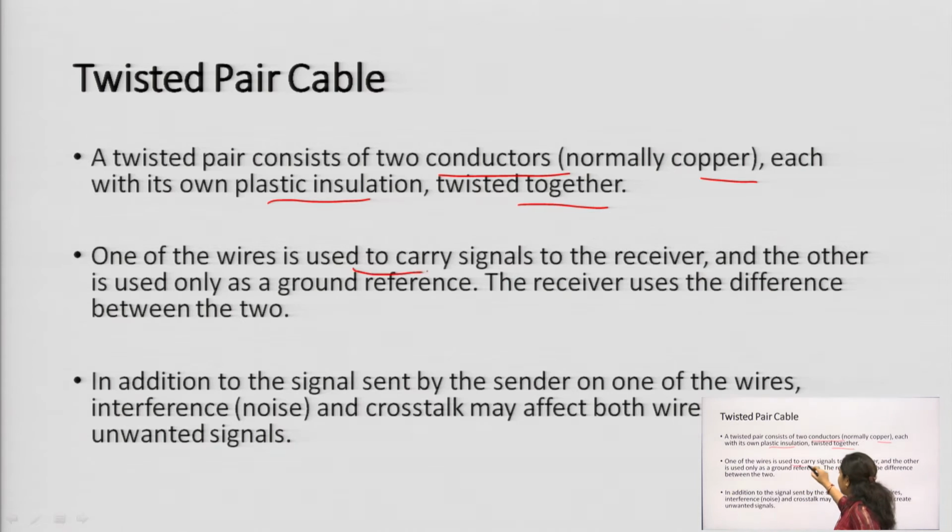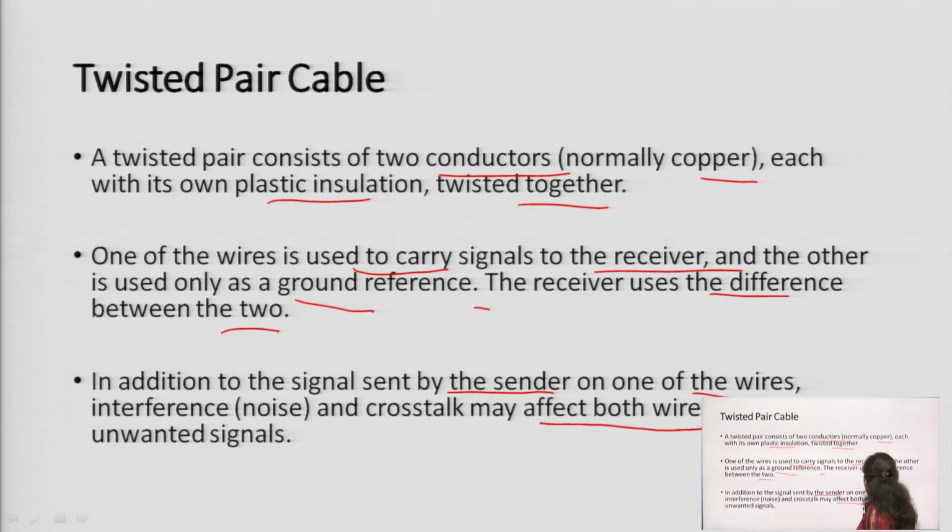One of the wires is used to carry the signals to the receiver and the other wire is used as a ground reference. So, the receiver uses the difference between the two. One is the positive side and one is the negative, or you can say it is used for ground purpose. In addition to the signal sent by the sender on one of the wires, interference and crosstalk may affect both wires and create unwanted signal. So, this is some explanation related to the twisted pair cable.